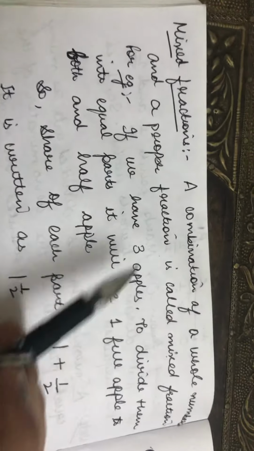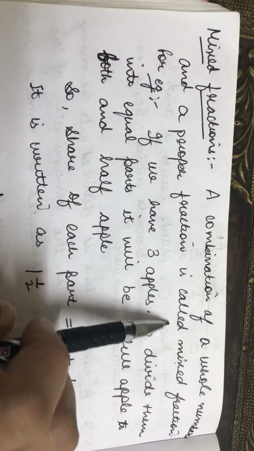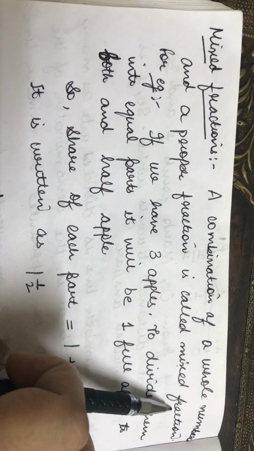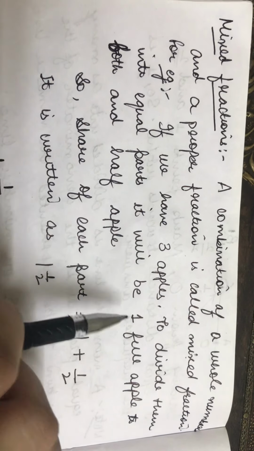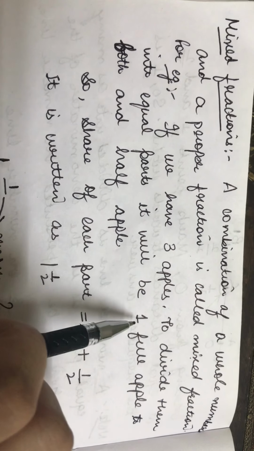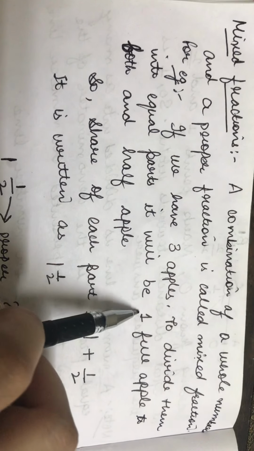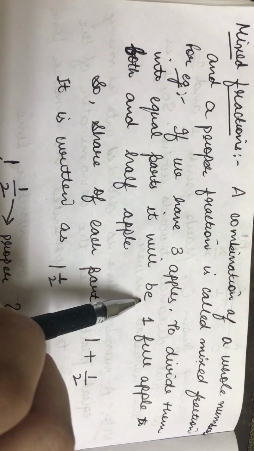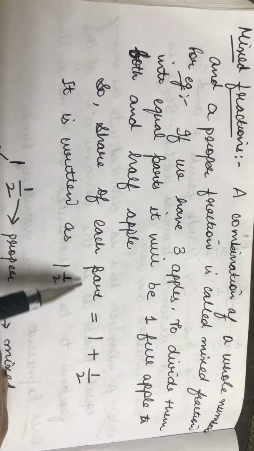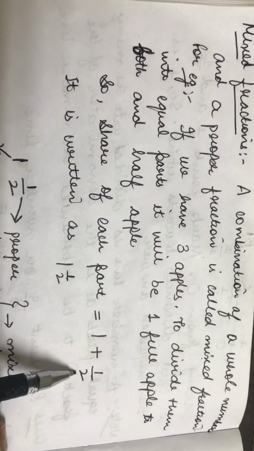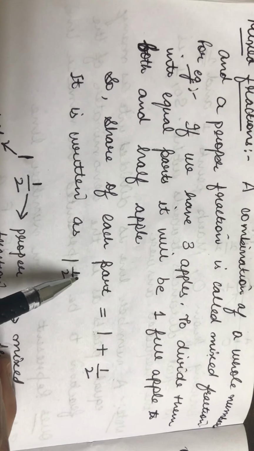Next we have mixed fractions. A combination of a whole number and a proper fraction is called a mixed fraction. For example, I have 3 apples and I want to divide them into 2 equal parts. Then 3 apples can be divided like 1 full apple, and what about the third apple? So half of the third apple. So the share of each part will be 1 full apple plus a half part. So it is written as 1 and half.